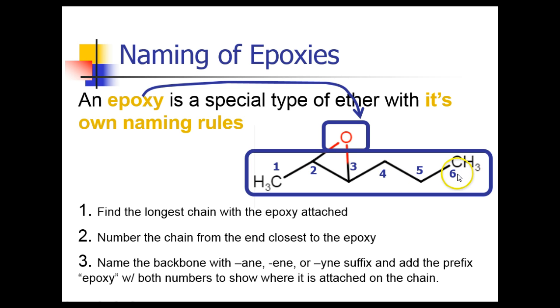So we have hexane. And then we have to number where the epoxy is, both carbons that it comes off of. Since it's attached to the second and third carbon, it would be 2,3-epoxy. So our final name is 2,3-epoxyhexane.